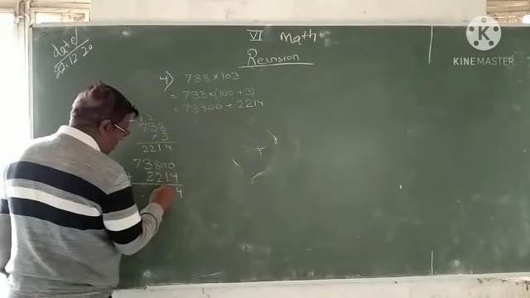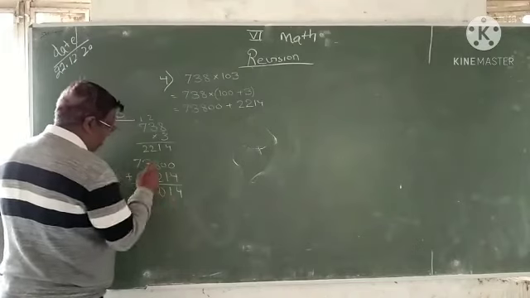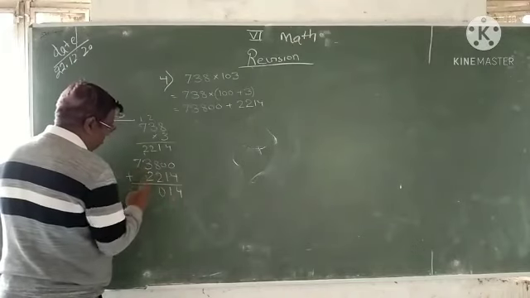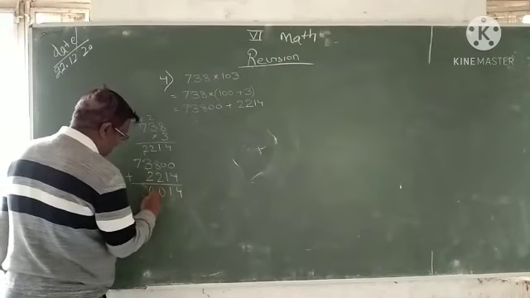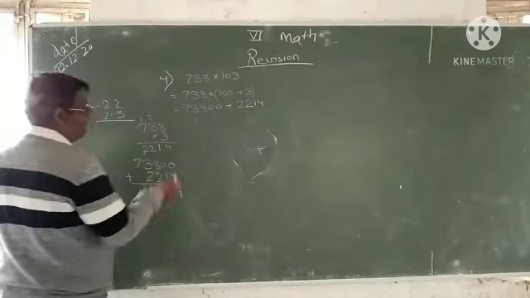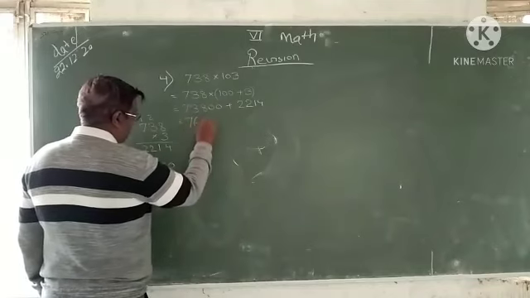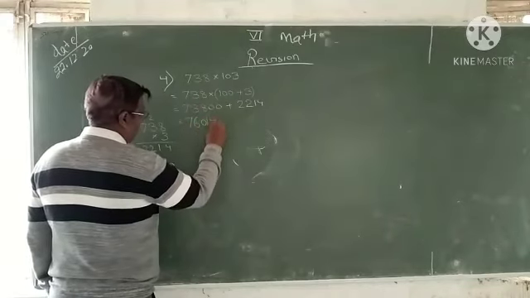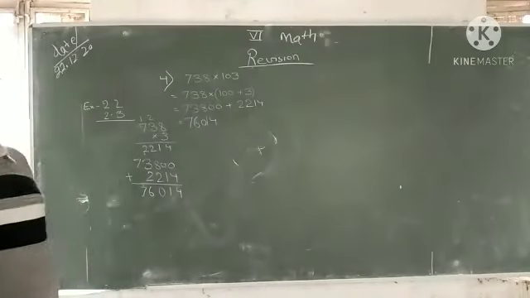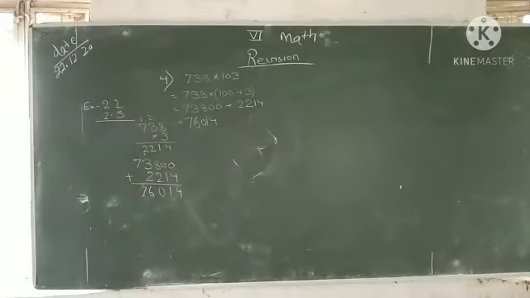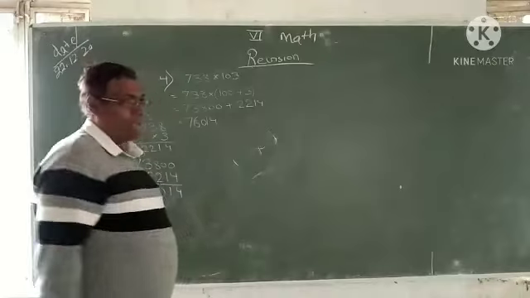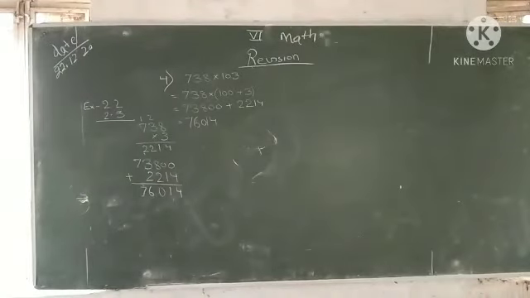Add these two figures, you will find 4 plus 0 is 4, 0 plus 1 is 1, 8 plus 2 is 10, 0 carry 1, 3 and 1 is 4, 7 plus... Your answer will be 76,014. So if we break the number into the nearest hundred or nearest tens, it makes our life easier to calculate any of the figures.